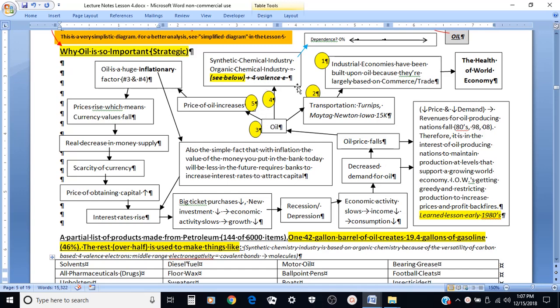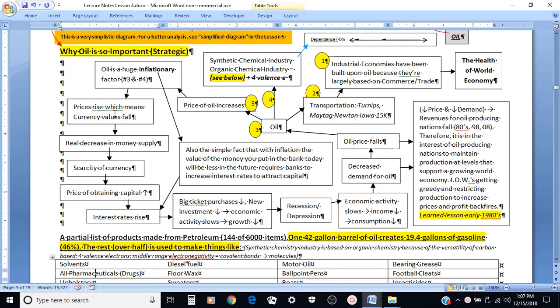Oil has a lot of uses. It's the foundation of industrial economies, right? It's a foundation of building materials. And as the price of oil increases, that's a big inflationary factor. Now, when you have inflation, that means prices are rising. When prices are rising, that means the value of currency is falling. Your dollar can buy less, right?